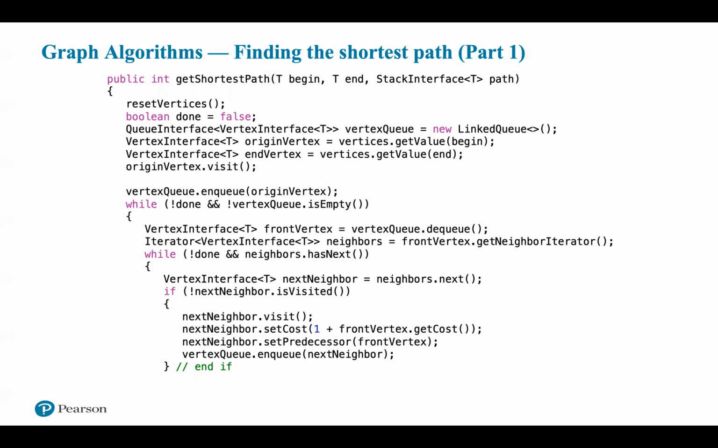The implementation of getShortestPath closely follows the pseudocode given in the previous chapter. The parameters begin and end are objects that label the origin and destination vertices of the path. The third parameter, path, is an initially empty stack. At the conclusion of the method, the stack contains the labels of the vertices along the shortest path. The method returns the length of this path.